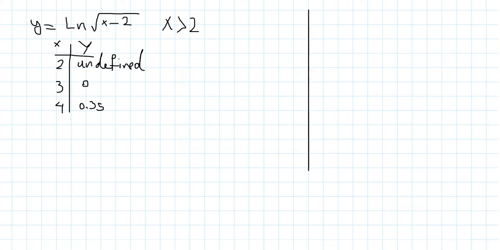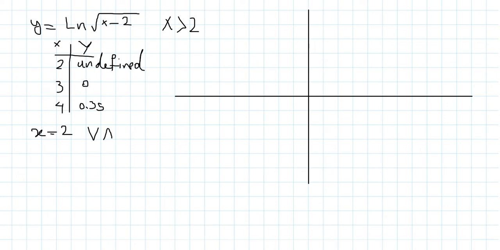Here we have something new. What is this? In 2 it said undefined. What does it mean? It means that at x equal 2, I have a vertical asymptote. By x equal 2, it doesn't mean anything. So here should be a vertical asymptote on x equal 2.